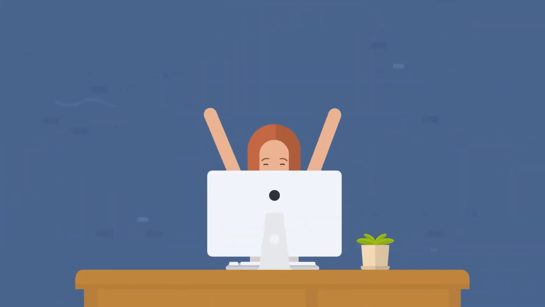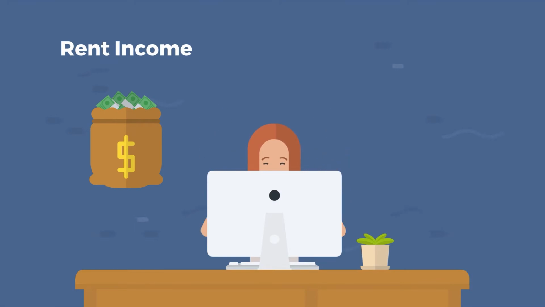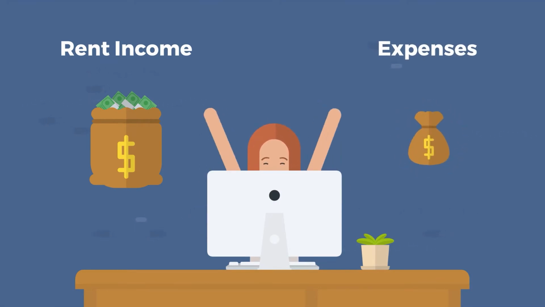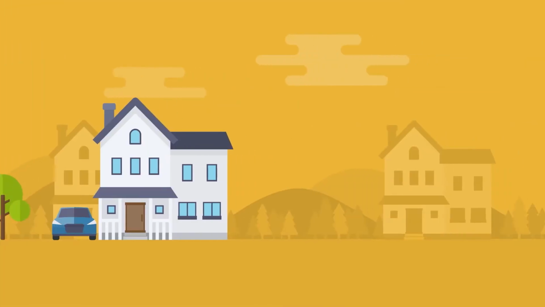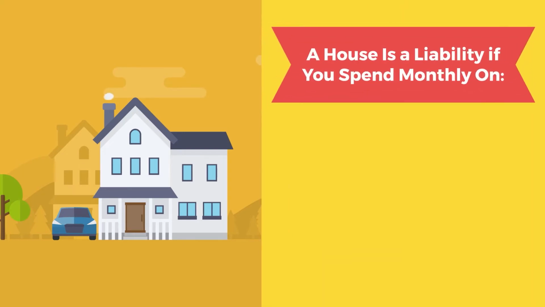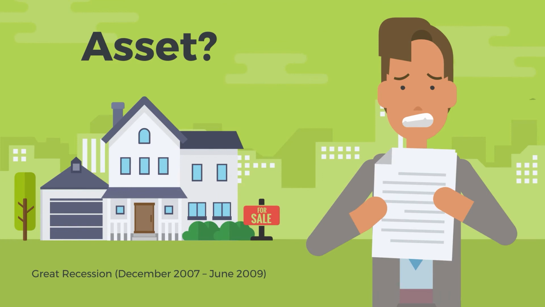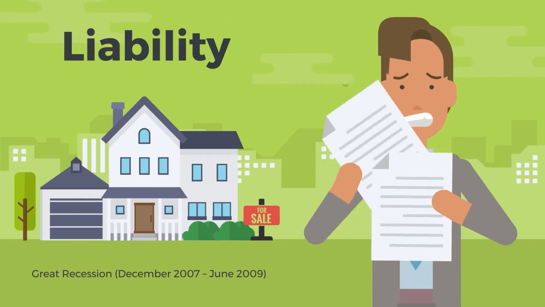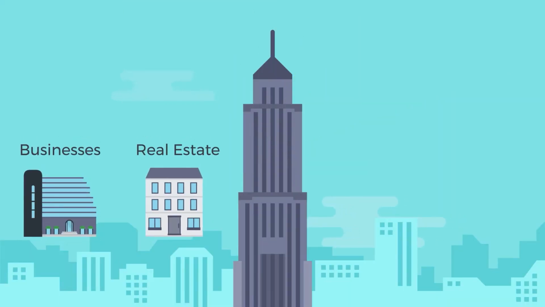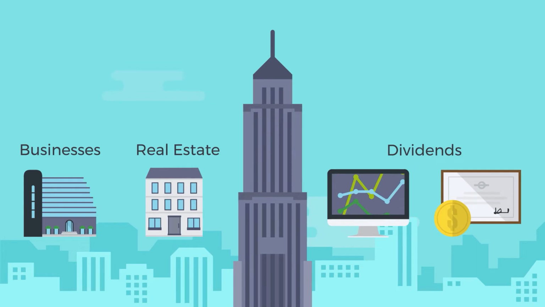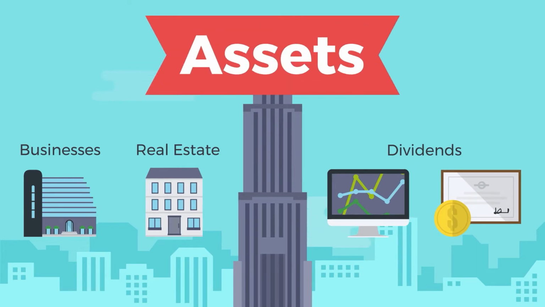If you can collect monthly rental payments more than the amount of money you spend on operating expenses, you can earn a net income. On the other hand, your house is a liability if you spend money on it monthly, through mortgages, property taxes, insurance, and repairs. During the Great Recession, the foreclosures and short sales of houses made people realize that their house was actually a liability.